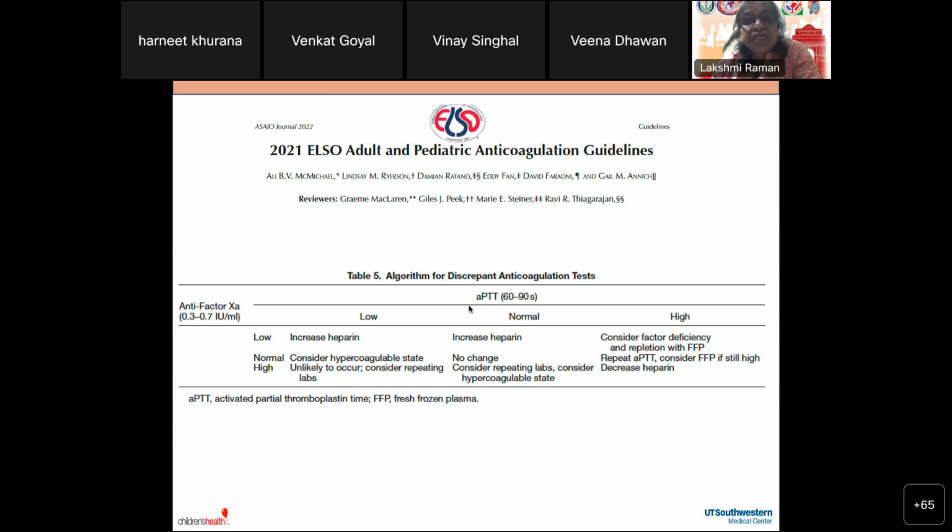But if your anti-10A is low and your APTT is high, then what are your considerations? You have to consider that there is probably some factor deficiency and repletion is needed with FFP or similar, and then repeat those levels and consider what the issue is. And if both levels are high, obviously the answer is very simple and you want to decrease your heparin. Next slide, please.